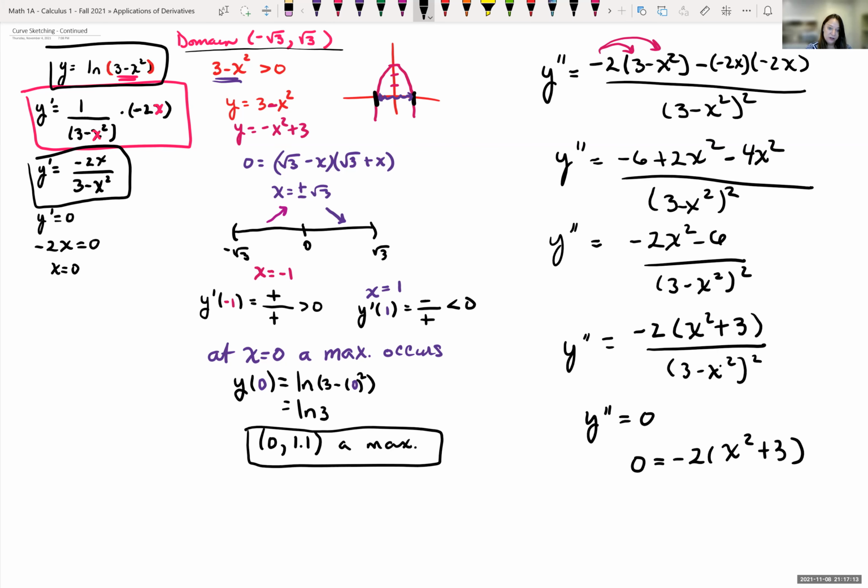Well, I'm looking for real numbers that set this equal to 0. X squared plus 3, that's not factorable over the real numbers. And if I looked at this and set that x squared plus 3 equal to 0, and I subtracted 3 on both sides and used the square root property, this is an imaginary number.